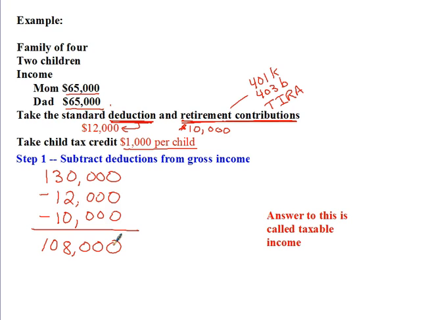$108,000. That number, after you've subtracted away your deductions, is called your taxable income. That's the amount of your income that is available for the government to tax. That's kind of cool. They earned $130,000 of income, but only $108,000 of that is actually going to get taxed. That's what deductions do for you. That's powerful. Okay, that's step number one.